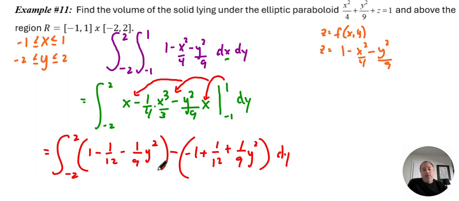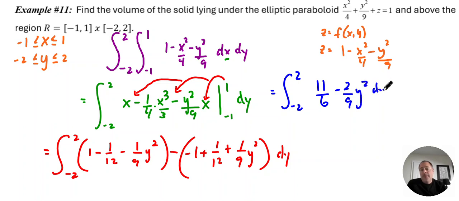When we clean this up, and trust me, it's a gross problem to do, we are left with 11 over 6 minus 2/9 y squared. And we're finally at the point where we can enjoy the fact that this is a really easy function to integrate. We're in the home stretch now.